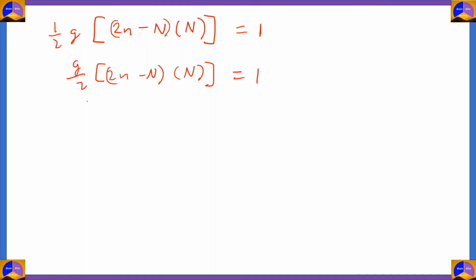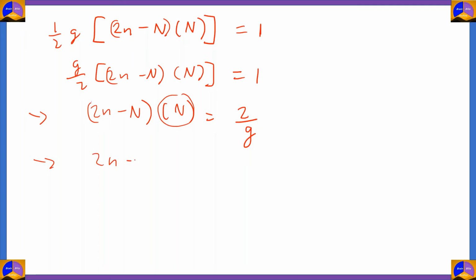Now how do we solve this question? We take g by 2 to the other side. So 2 into small n minus capital N times capital N is equal to 2 by g. G by 2 taken to the right-hand side will become 1 by g by 2, that is 2 by g. So now what do we do? Let's take this capital N to the right-hand side. So it'll be 2 into small n minus capital N is equal to 2 by g into capital N. Because it's in the numerator here, it goes down to the denominator on the right-hand side.